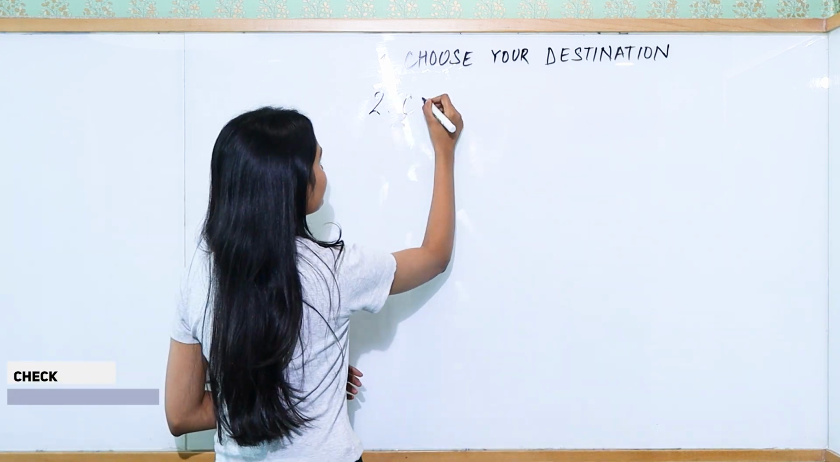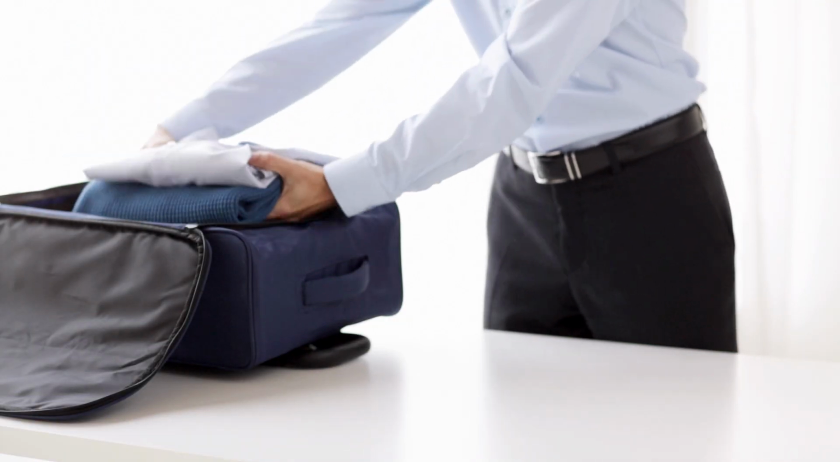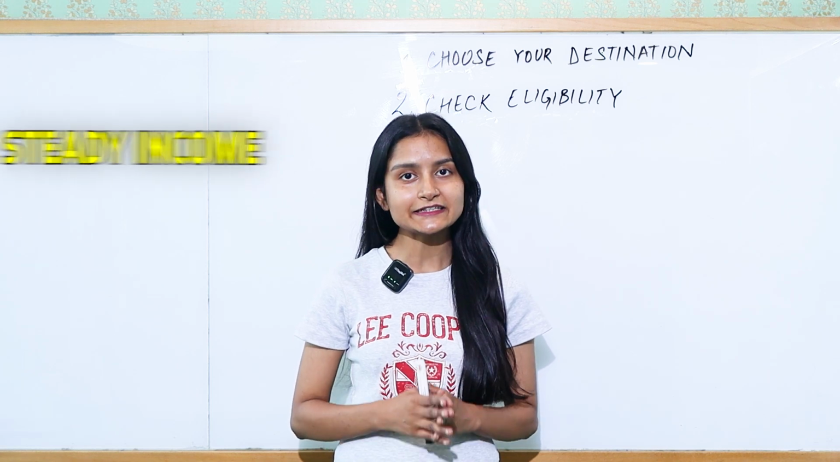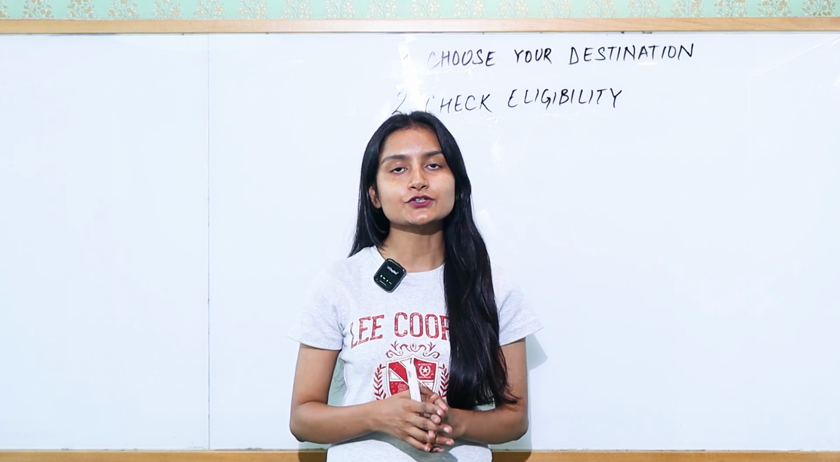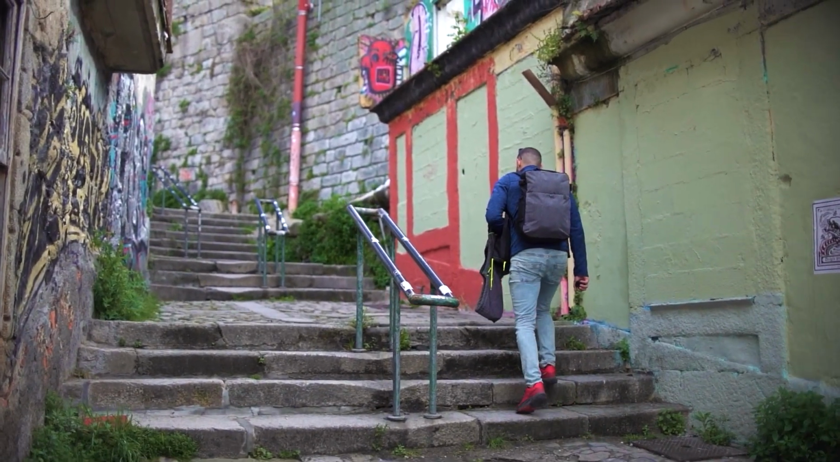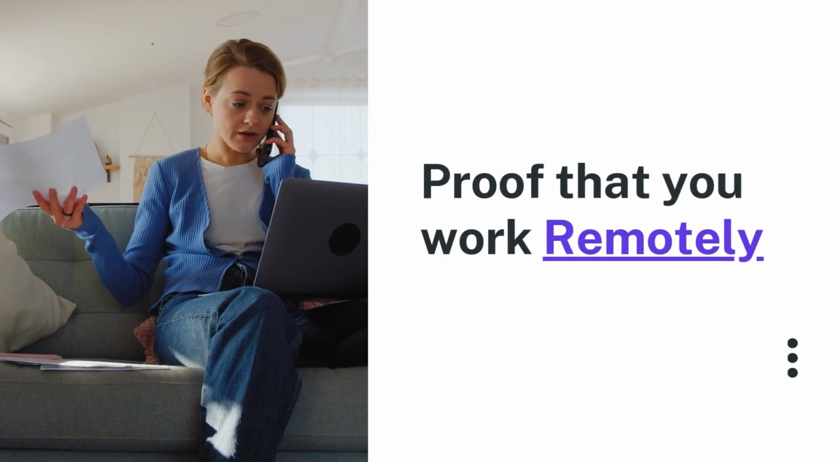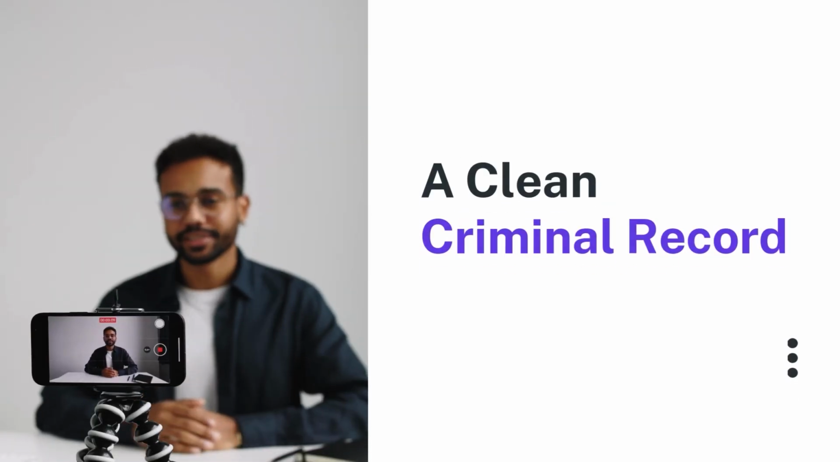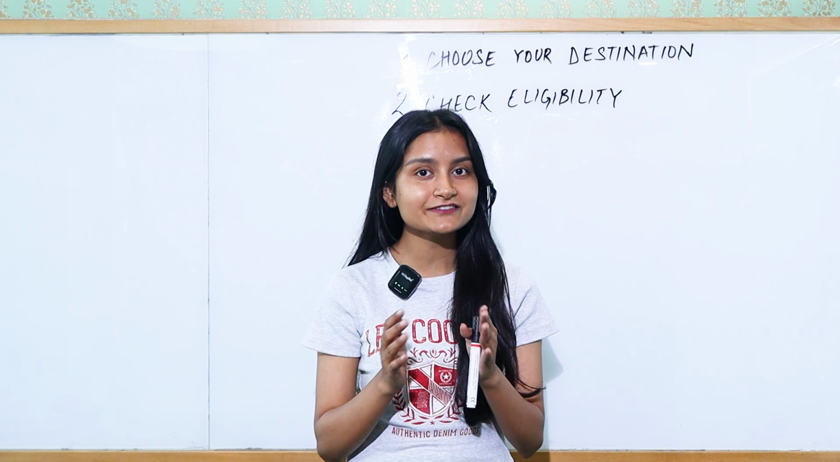Second, check your eligibility requirements. Before you start packing your bags, let's talk requirements. Most digital nomad visas ask you to provide a steady income, usually between $3,000 to $5,000. This is to make sure that you can support yourself while living there. You will need a few basics. Proof that you work remotely, either a job contract or evidence of your freelance business. A valid passport, health insurance, and sometimes a clean criminal record. Oh, and every country has slightly different rules, so make sure you read the fine print.